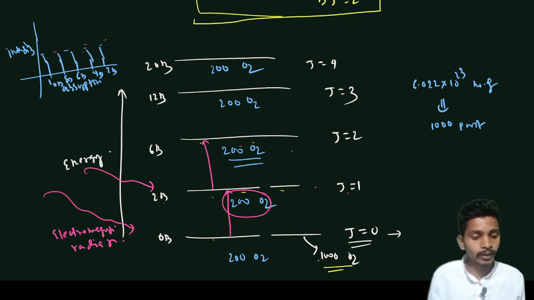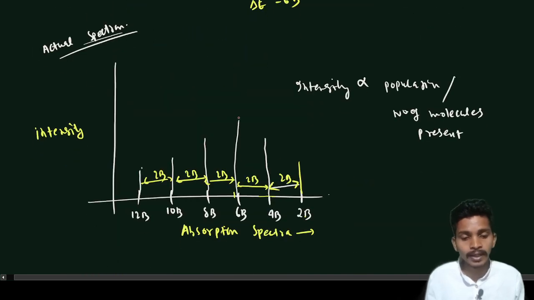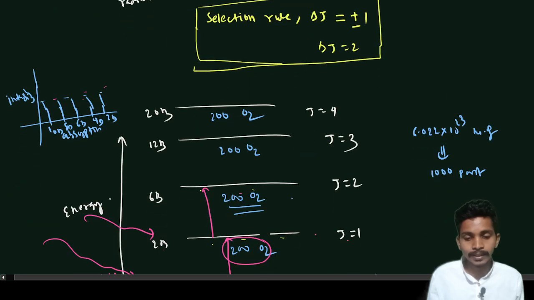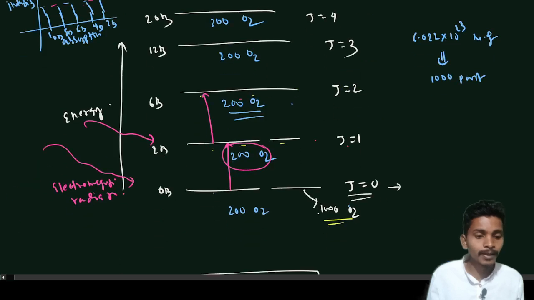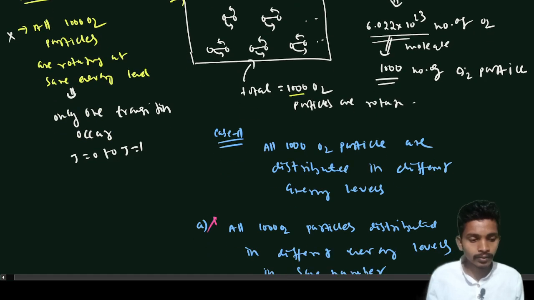But when we see the actual spectrum, some lines have high intensity, some low, and some very low. This is just a rough sketch; the actual spectrum will not look exactly like this, but the intensity will be different and not the same. It means all energy levels do not have an equal number of O2 particles; the O2 is not equally distributed among the energy levels. So this condition also turns out to be wrong.